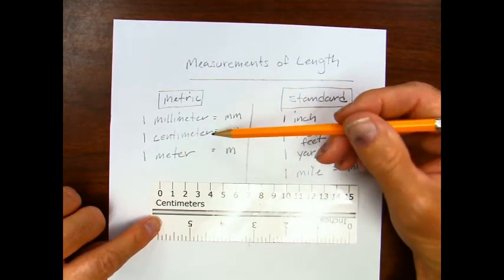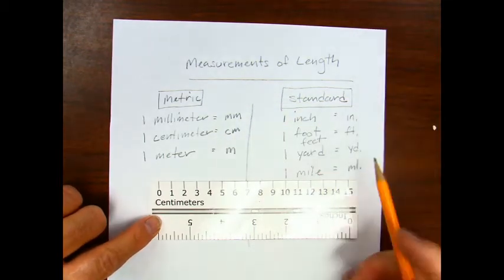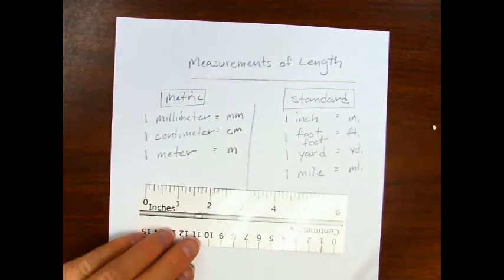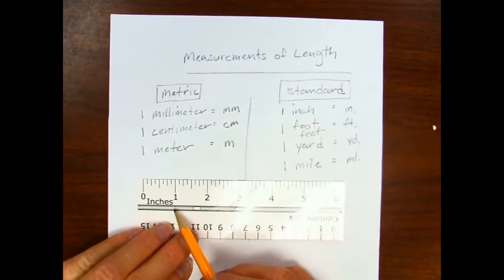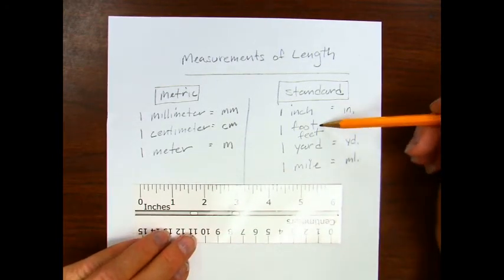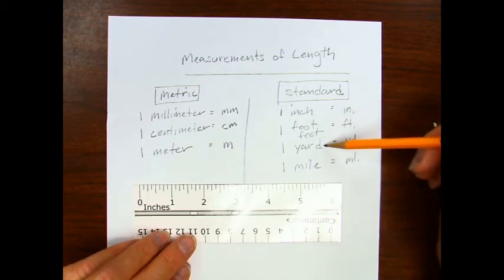The standard size of the ruler is on this side, inches. And we're going to use inches and foot, or feet, depending on if there's more than one. We're going to use a yard, which is a little confusing. You aren't going to see it a lot because we don't measure a lot of things in yards, but a few things we measured in yards.